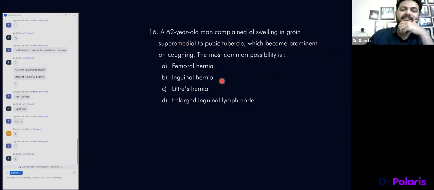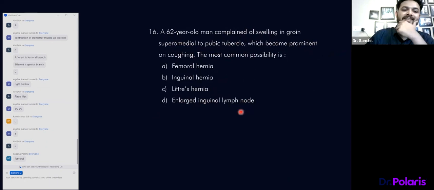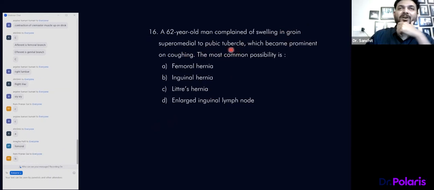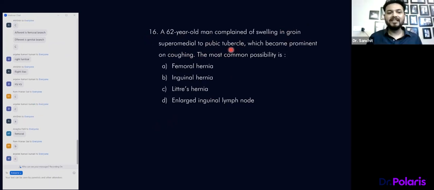Is it femoral hernia? Is it inguinal hernia? Is it Litter's hernia? Is it enlarged lymph node? Okay. Anaga is saying femoral. Karnamay is saying inguinal. Then Anisha is also saying inguinal. No, femoral. Okay. Again, I'm telling you, this is superomedial to the pubic tubercle. Think. Pubic tubercle is in almost the center of your hip. It is supero and medial to it. Will you find the femoral area there? The femoral area will be next to the thigh.